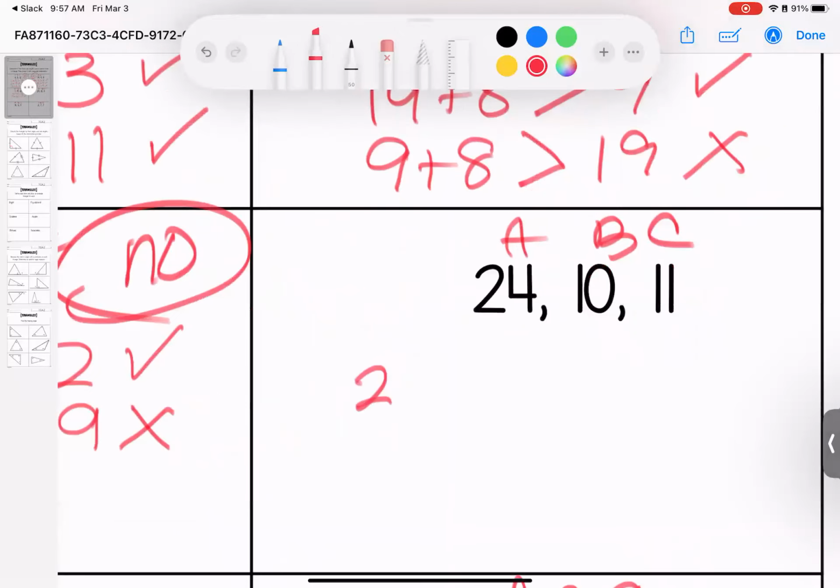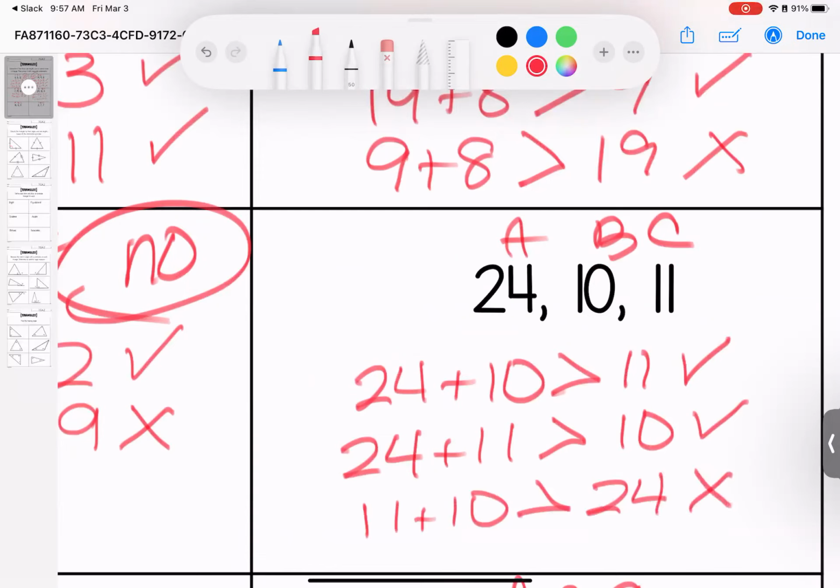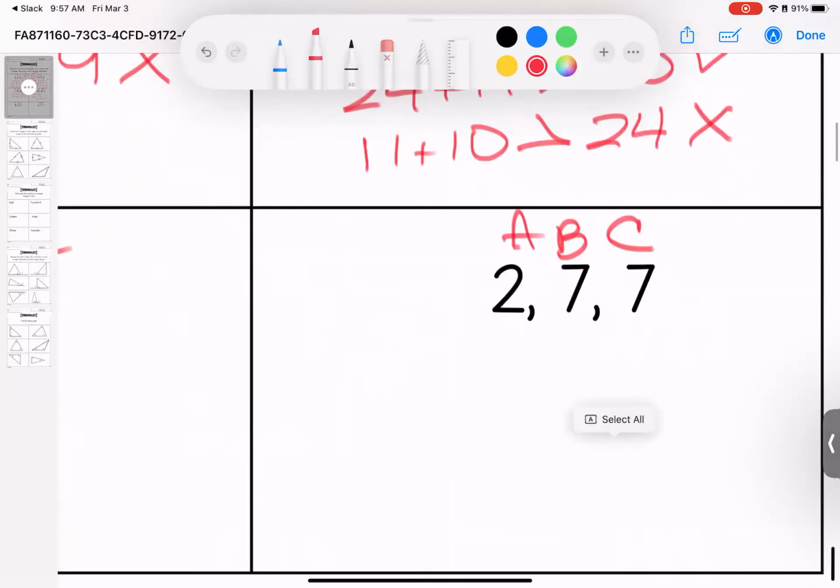Over to here, A plus B is greater than 11. Yep. A plus B is greater than 10. Yep. 11 plus 10 is greater than 24. No, that would only be 21. So no, this would not make a triangle.